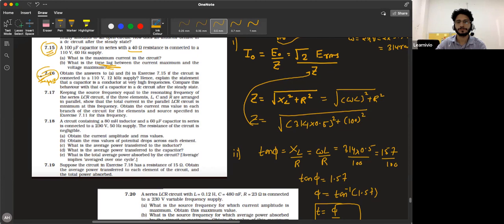Sir, is the answer of second one 1.33 into 10 raised to 3? Second part. Yes, sir. I don't have the answers right now. But yes, it's a straightforward thing. Let's write question number 7.18. For 7.16, the end portion of the capacitor, where I have discussed the behavior of capacitor at high frequency and low frequency. Do this 7.16.